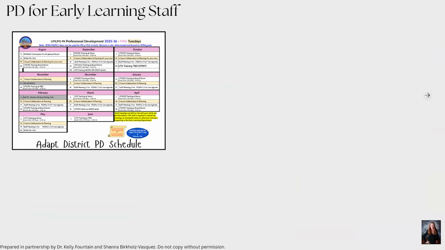So this is a sample of our district's PD schedule. You can see on here that these are our Pink Tuesdays.